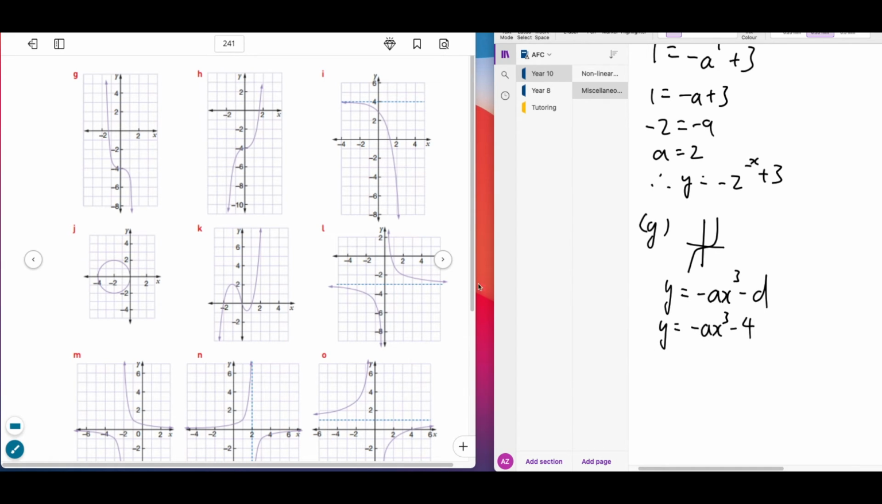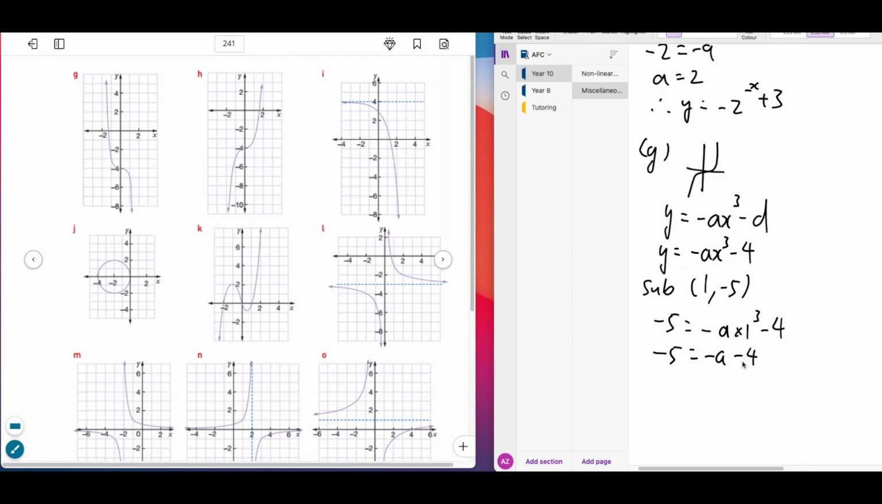To find out what the a is, we just substitute one of the points. Now, we can't sub in 0, minus 4, because if you sub it in, you won't actually get the value of a. You have to sub in another point. So let's see. So you can sub in the point 1, minus 5, right? Because that point looks like a whole number. So we can sub 1, minus 5 in. So let's see what we get. Minus 5 is equal to minus a times 1 cubed minus 4. Minus 5 equals minus a minus 4.